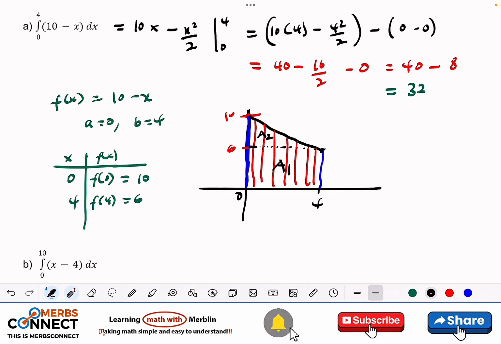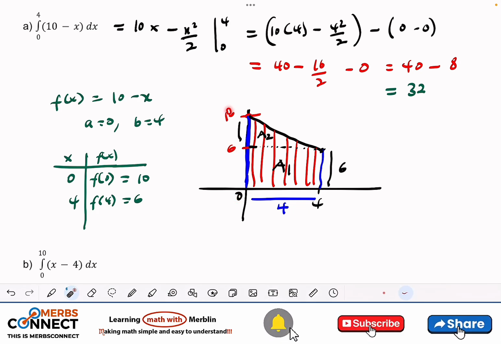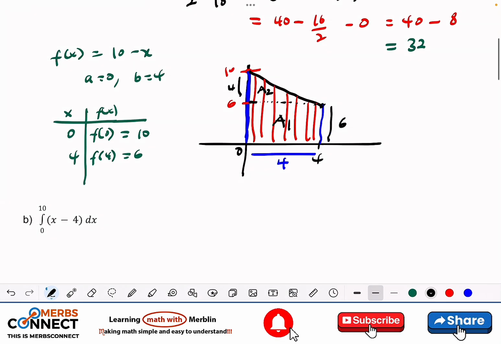Now let me try and find the base. What is the distance here? The distance here is 4. Good. What is the distance here? The distance here is going to be 6, because here it is 0 to 6. And finally, what is the distance here? The distance here is 10 minus 6, which is going to be 4. Good. So let me try and find area 1. Since the lengths are not the same, this and this are not the same, this is a rectangle.